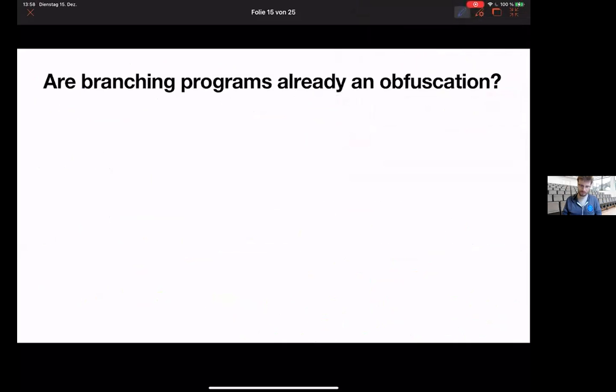And I wanted to at least get here. The first question one could ask oneself is, are branching programs already obfuscation? So when you give me a circuit and I translate it into a branching program via Barrington theorem, is that maybe already an obfuscator?